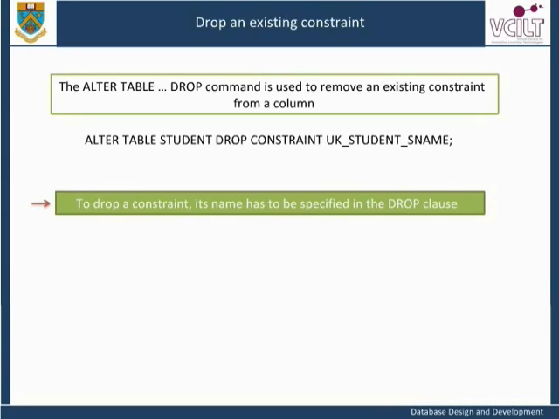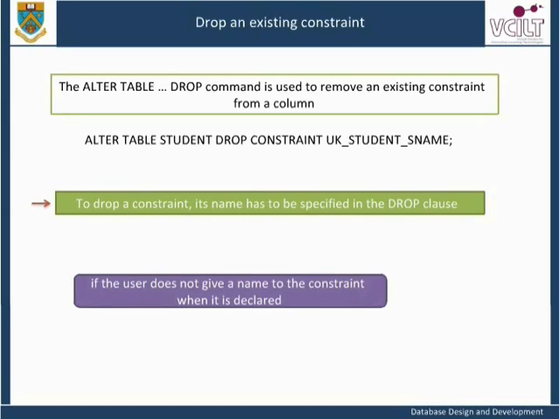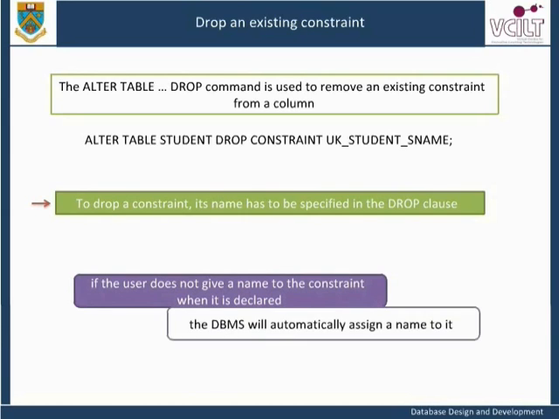There is no difficulty if the constraint has a user-defined name. However, if the user does not give a name to the constraint when it is declared, the DBMS will automatically assign a name to it. To remove such a constraint, the system-assigned name has to be found out first. It can be done in Oracle, but it causes some unnecessary trouble. This may be another incentive to define a name for a constraint when it is declared.